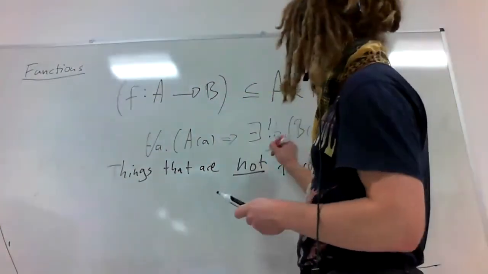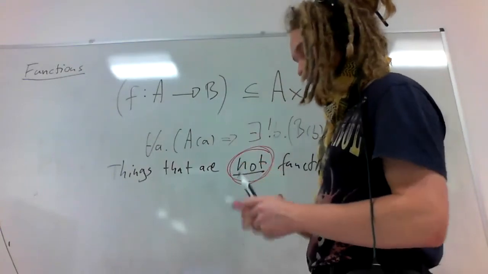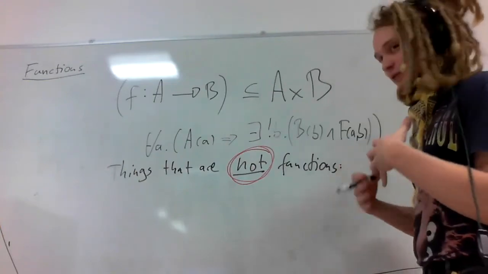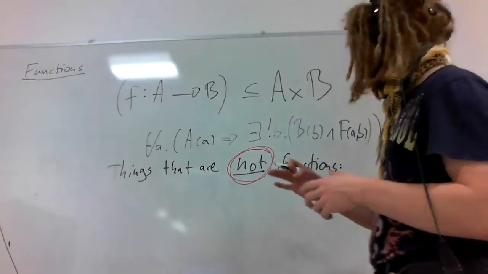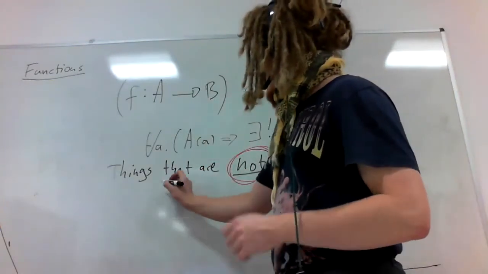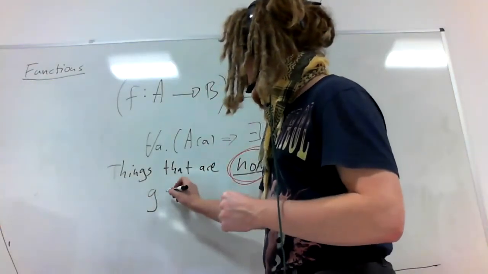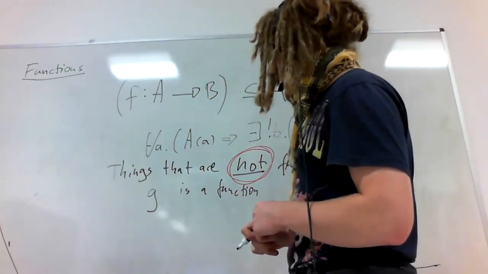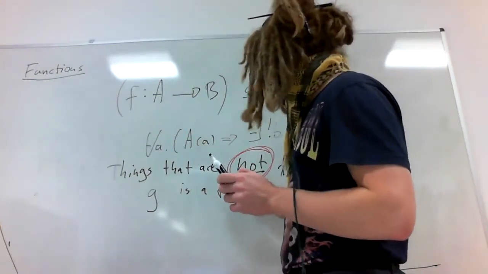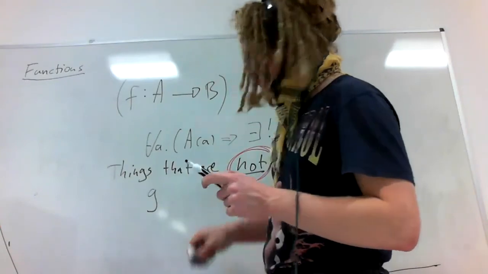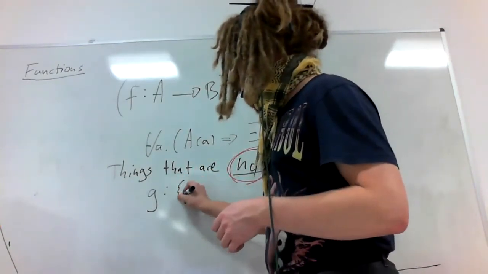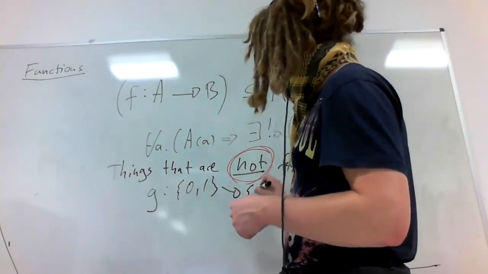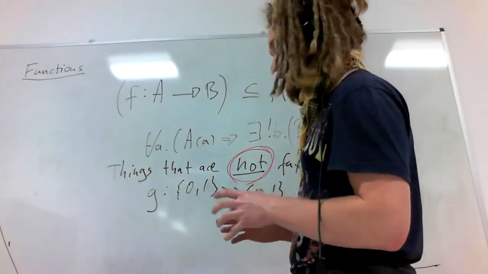To conclude, in teaching it's bad practice to say what something is not, and you should rather say what something is. But I think these examples are quite good for understanding. So let's say g is a function from the set {0, 1} to the set {0, 1}, and that's totally sufficient to tell you what's not a function.